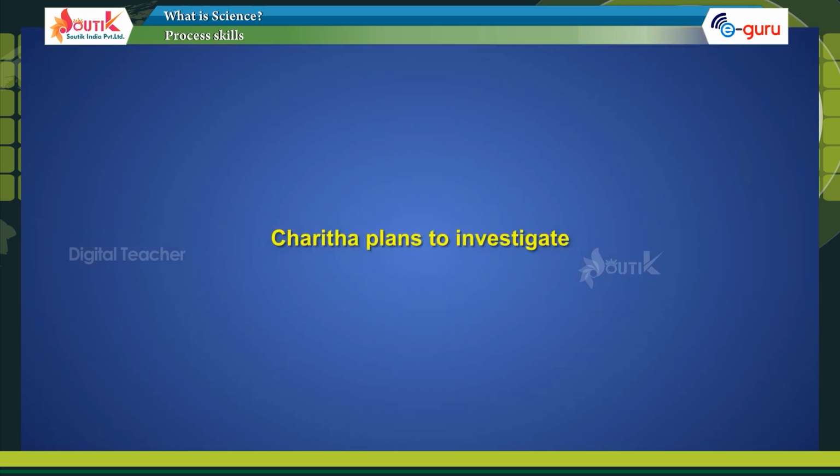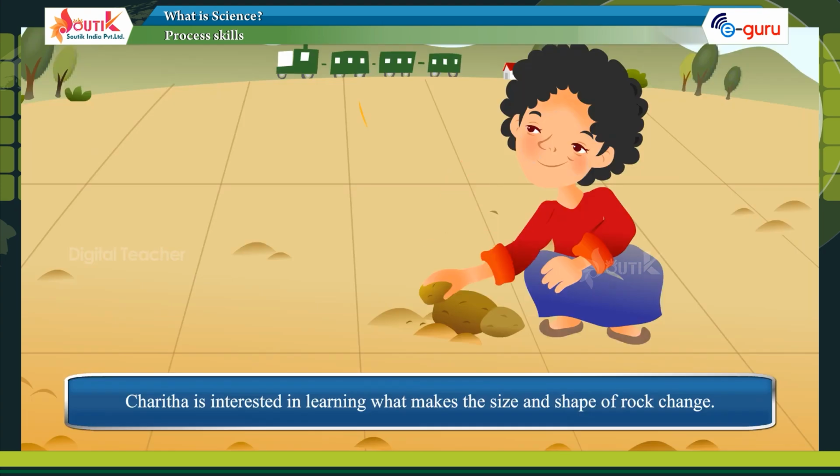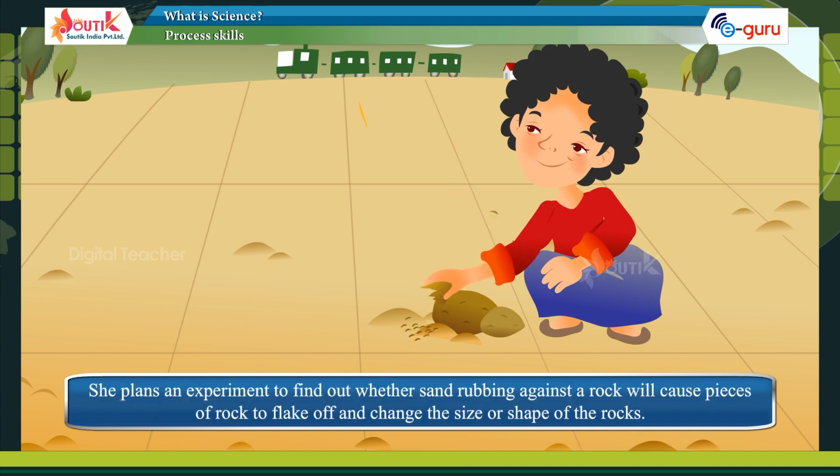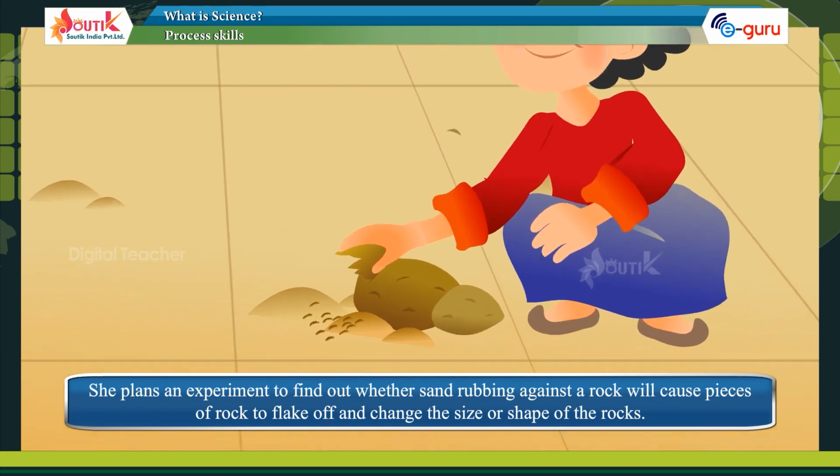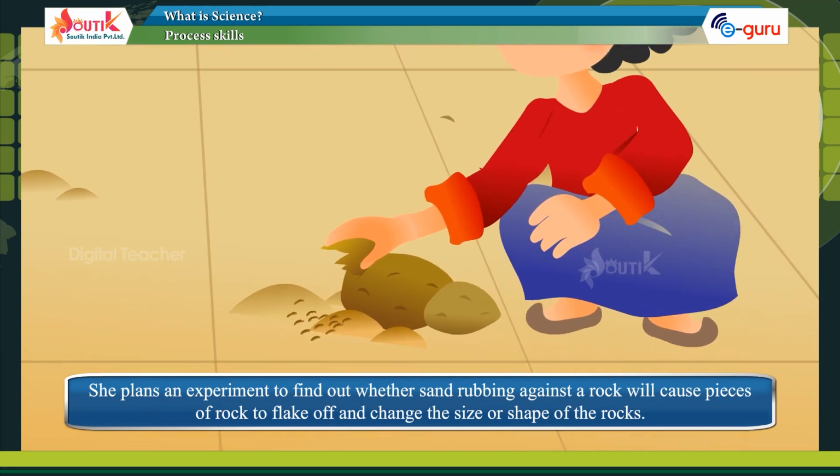Charita plans to investigate. Charita is interested in learning what makes the size and shape of the rock change. She plans an experiment to find out whether sand rubbing against a rock will cause pieces of rock to flake off and change the size or shape of the rocks.